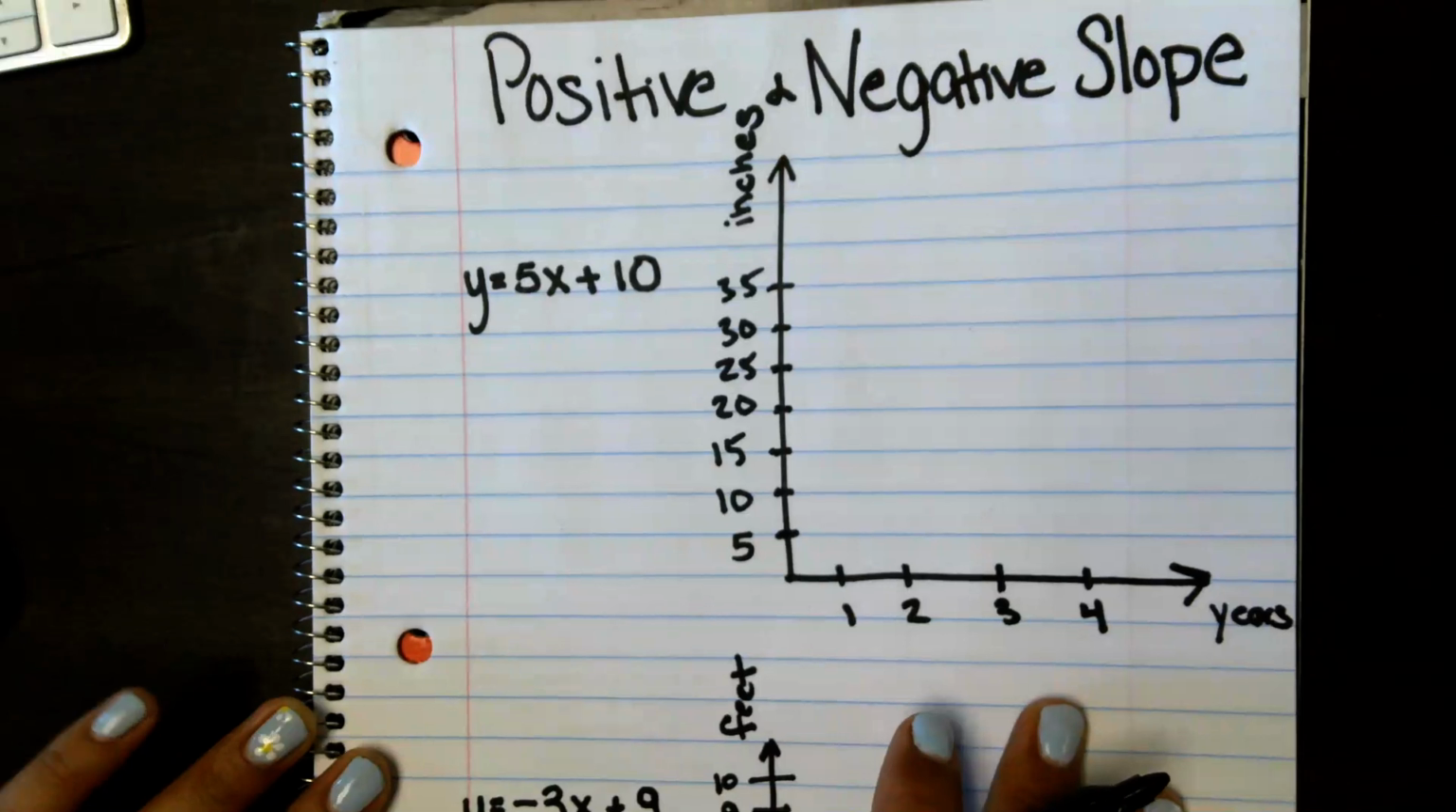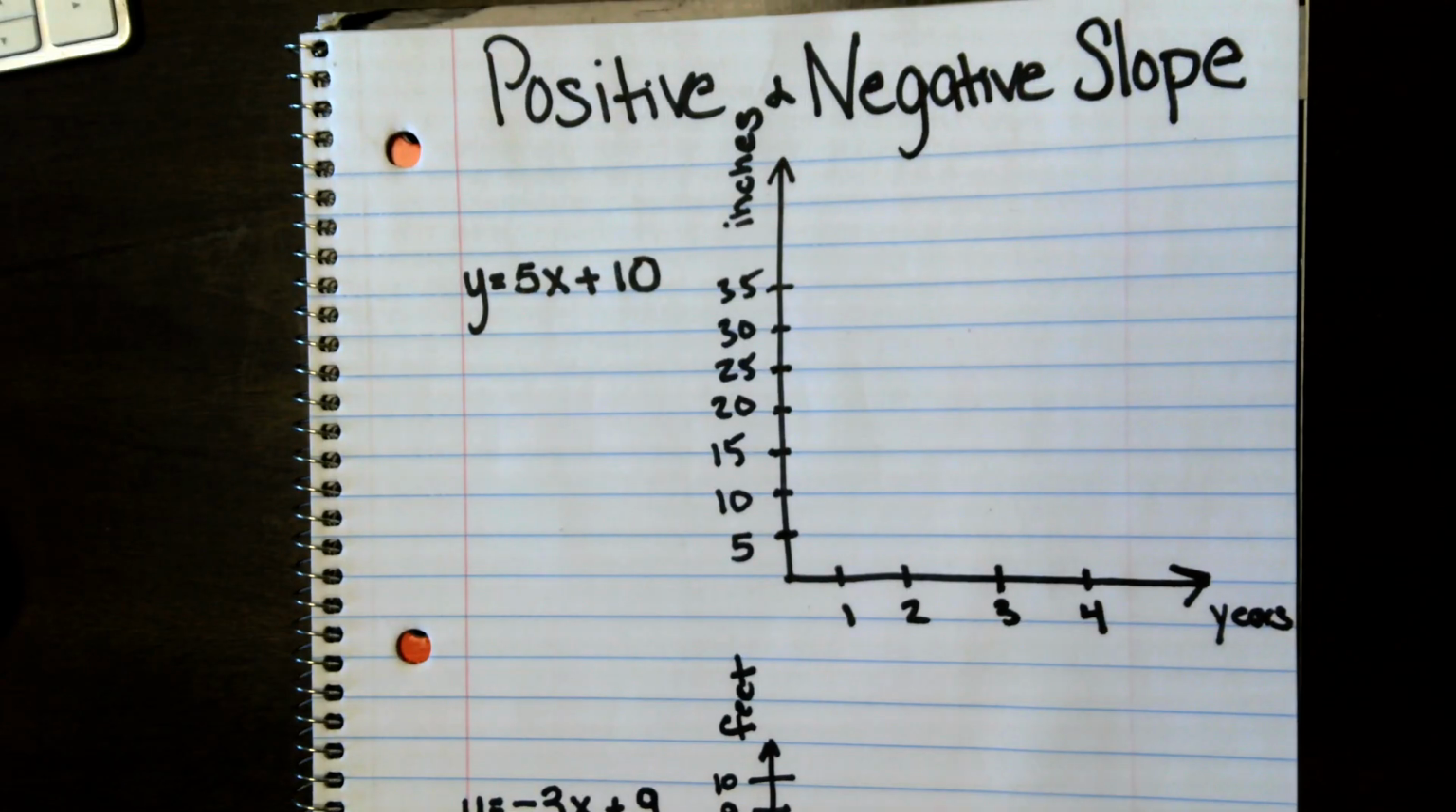So we've talked about slope before. In any given situation, slope is like the rate, right? Miles per hour, feet per second, whatever it is. And so sometimes the slope is going to be positive, right? You're saving money. Sometimes the slope's going to be negative. You're losing money, right? It depends on the situation.